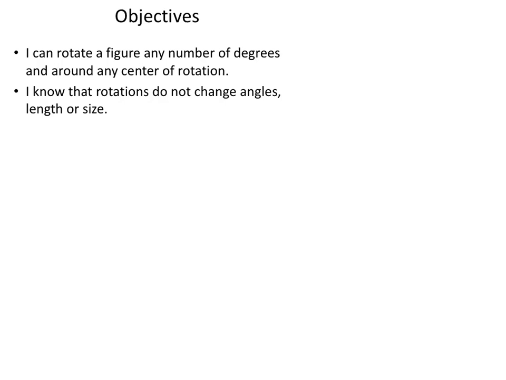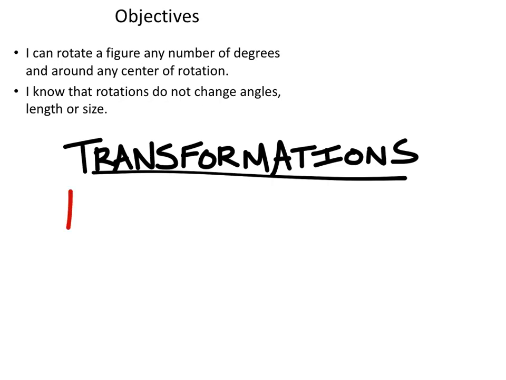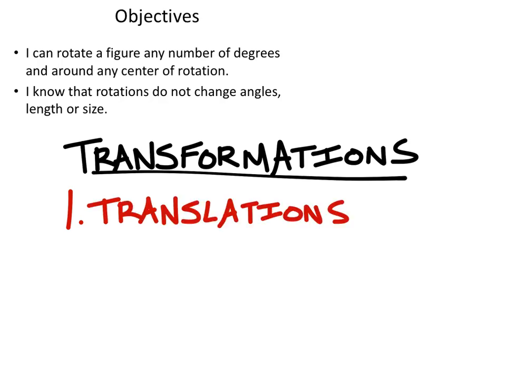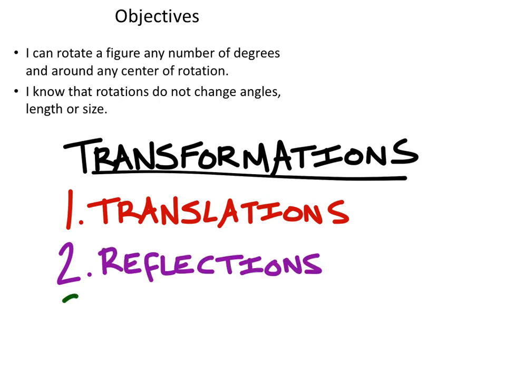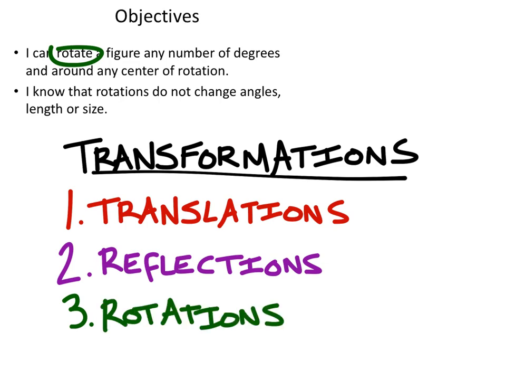All right, so let's consider the types of transformations that we've gone over. Well, we actually covered all 3 of them in the first lesson, but the first one we went over in detail was translations. The second one is what we just completed, reflections. And now in this lesson, as we can see in the objectives, we're going to be looking at rotations. Now the thing with rotations, and we can see from this second objective, is that they do not change angles, length, or size, just like translations and reflections do not change angles, length, or size.